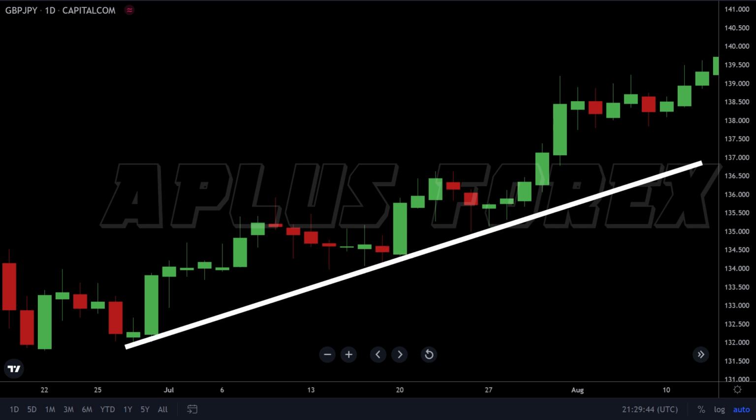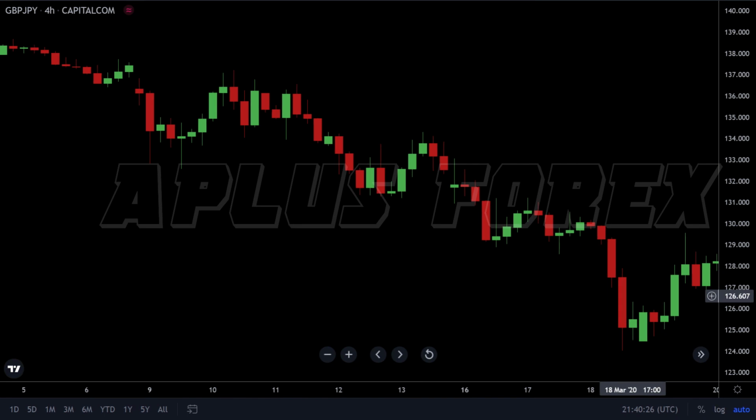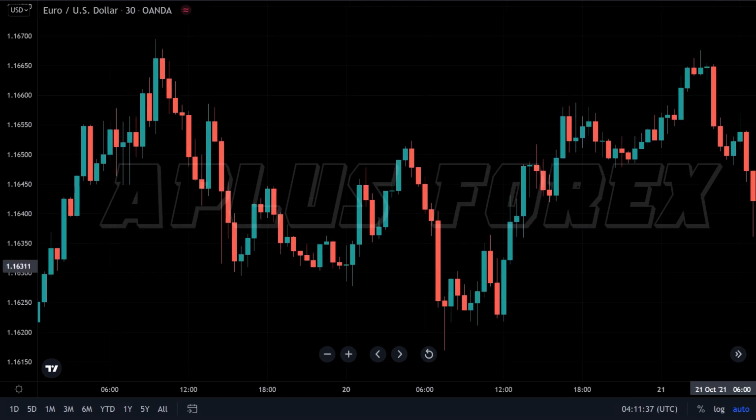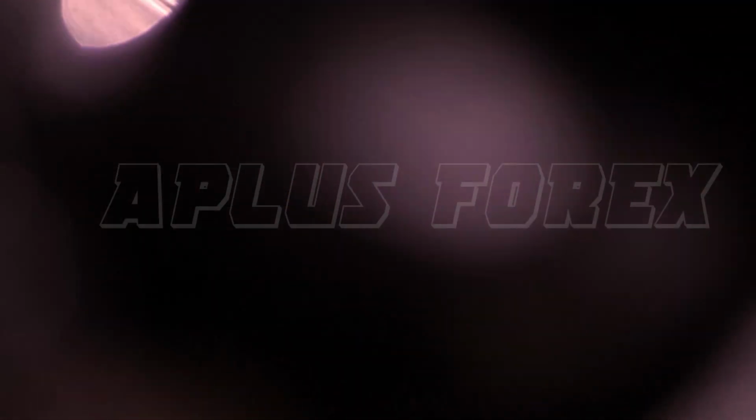To draw a trend line in an uptrend market, you need to connect at least two higher highs areas like in the chart below. To draw a trend line in a downtrend market, you need to connect at least two lower highs areas as shown below. So let's check on the common mistakes people make when they are drawing their trend lines.